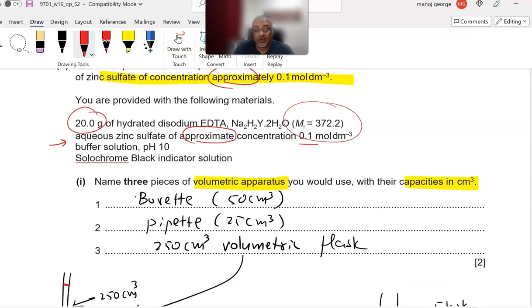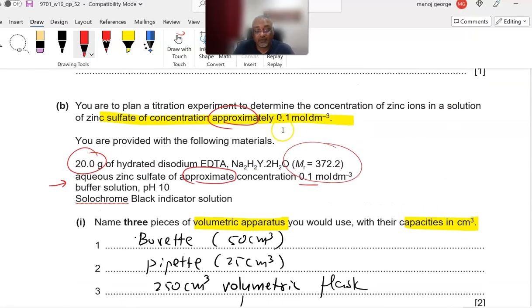Now, the next question talks about the approximate concentration of zinc sulfate, 0.1, which is taken, but it's an approximate concentration. So our job is to figure out the actual concentration. They're giving you 20 grams of EDTA. The MR of EDTA is already mentioned there, and the pH value is mentioned at 10. The approximate concentration of zinc sulfate is mentioned as 0.1 mole per dm cube.